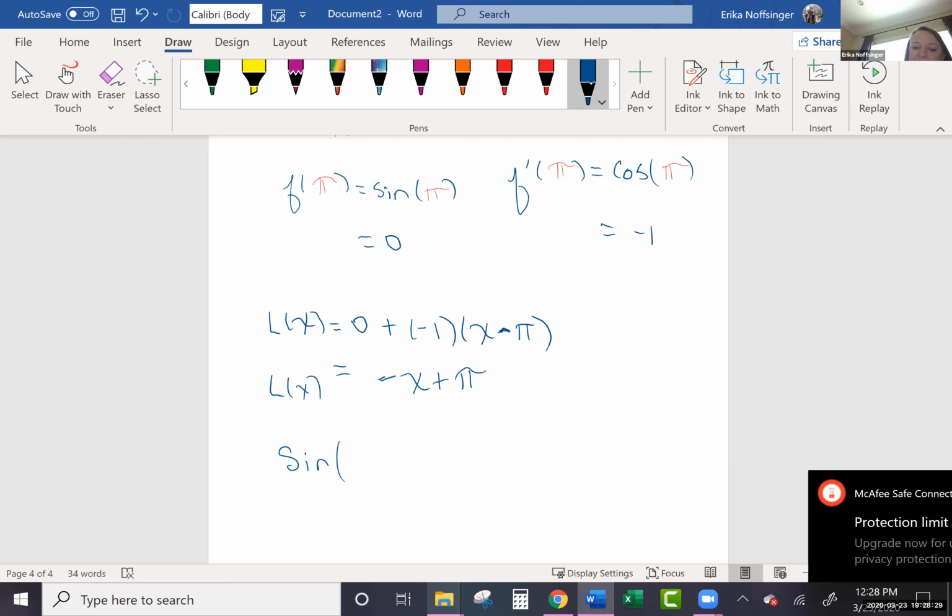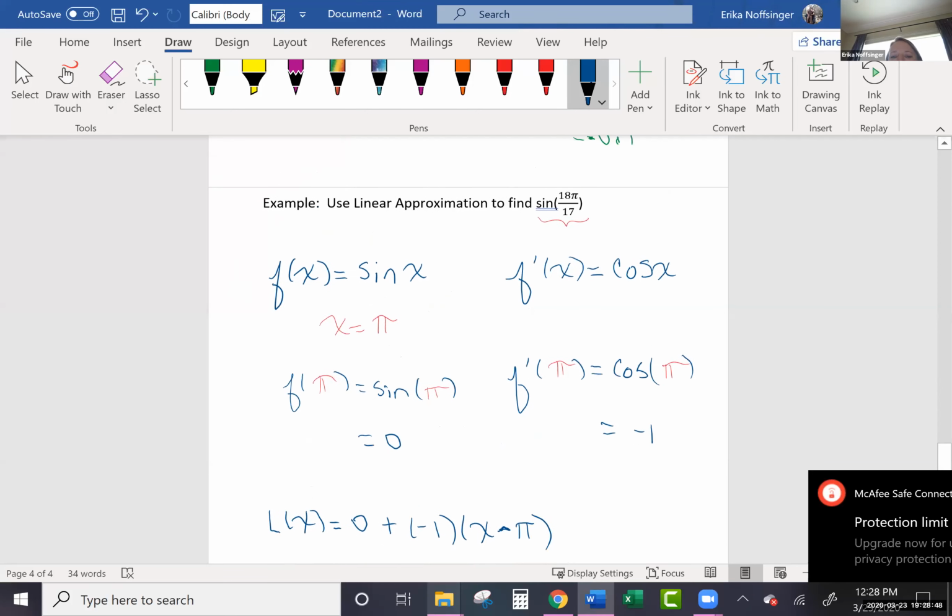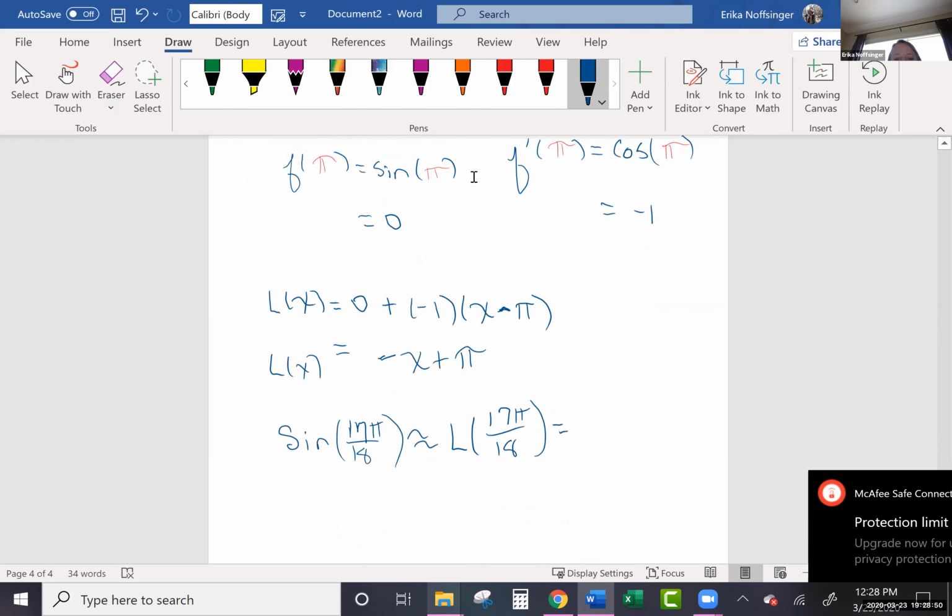So sine of 18 pi over 17. This is approximately equal to L of 18 pi over 17. Is it 18 pi over 17 or is it 17 pi over 18? It's 18 pi over 17. Thank you.